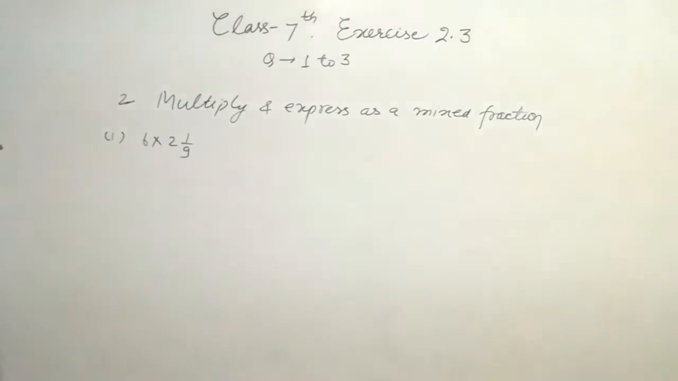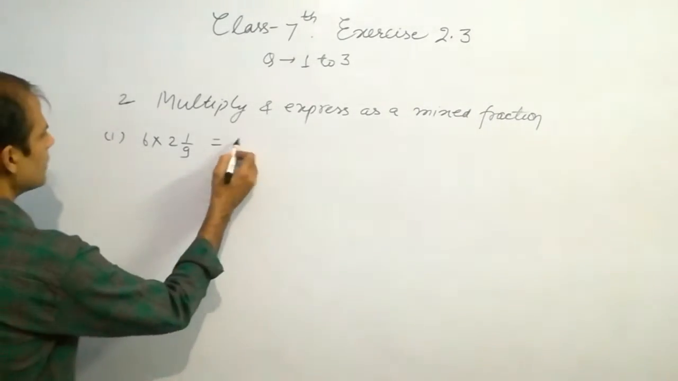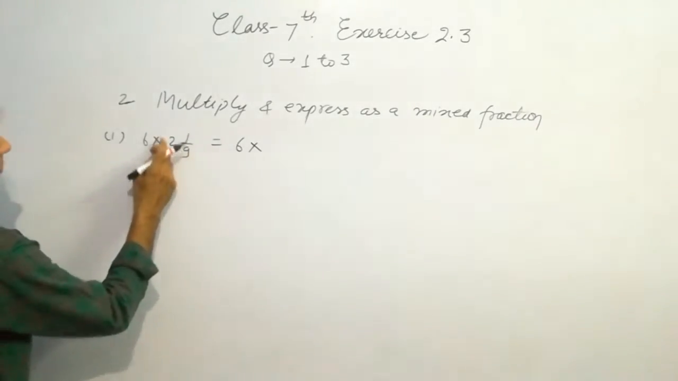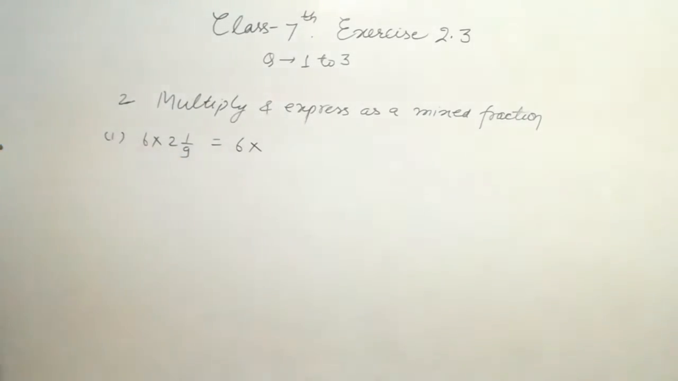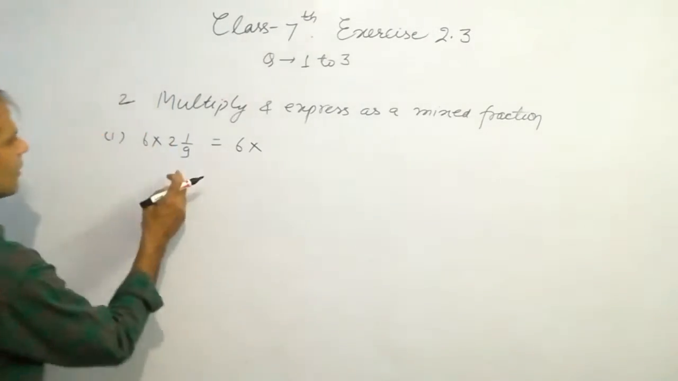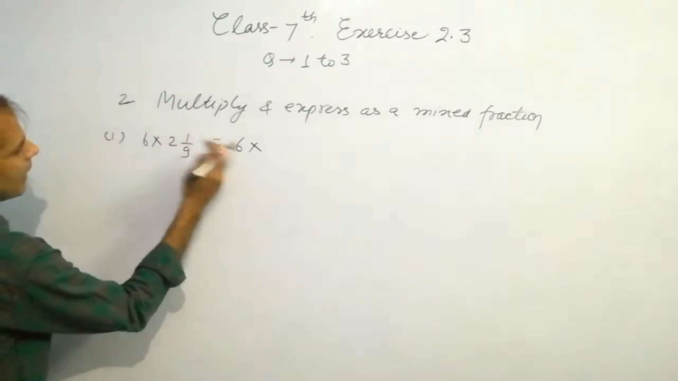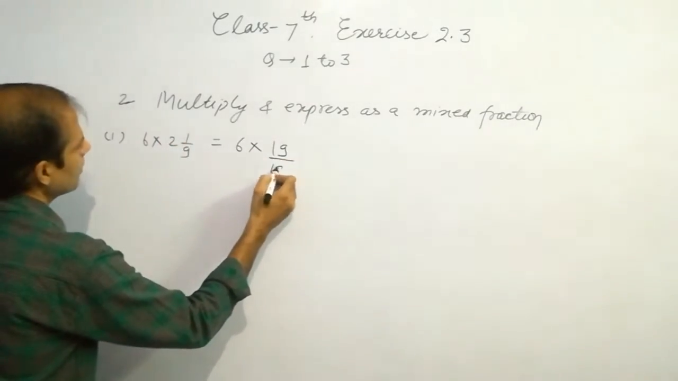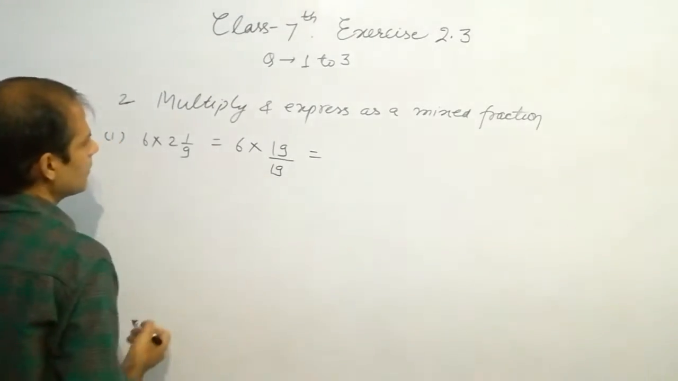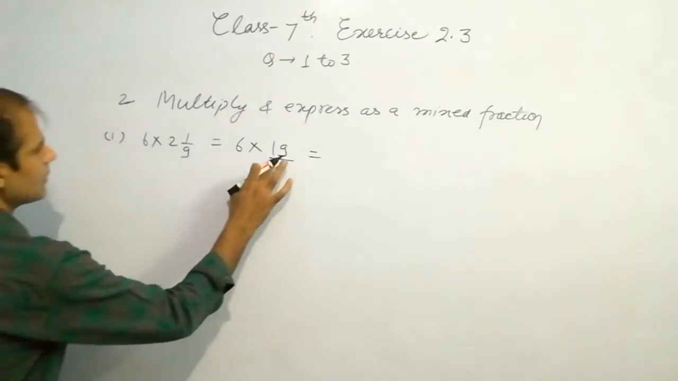Now in this question we have to convert into mixed fraction. So it is 6 into 2 and 1 upon 9. So it is 6 into, listen carefully, 9. This is a mixed fraction. We have to convert into improper, and finally we have to write the answer in mixed fraction again. 9 2s are 18 plus 1, 19 upon 9. Okay, again multiply.